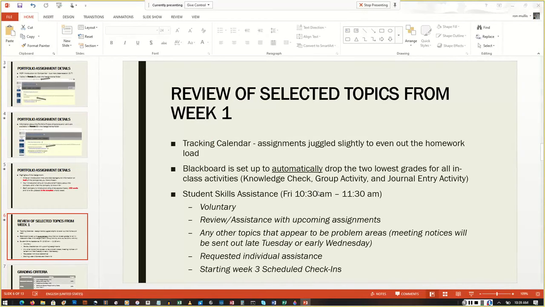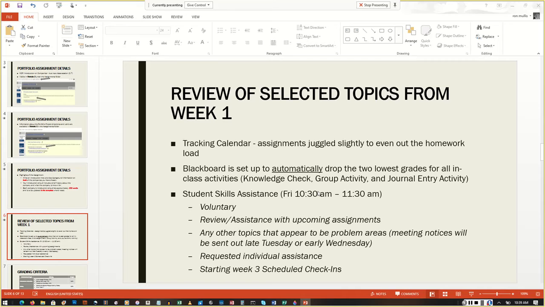So, more review of week 1. If you have any questions about when assignments are due or what's coming up, so you can prepare for it, look in the tracking calendar. The tracking calendar is located in Blackboard for this class in the welcome area.